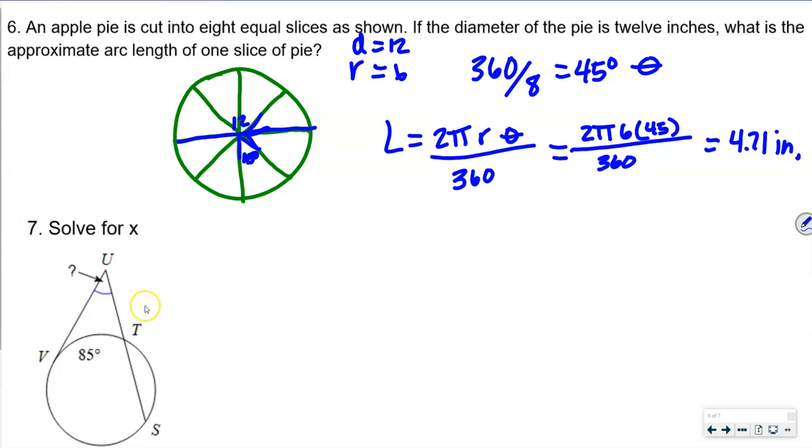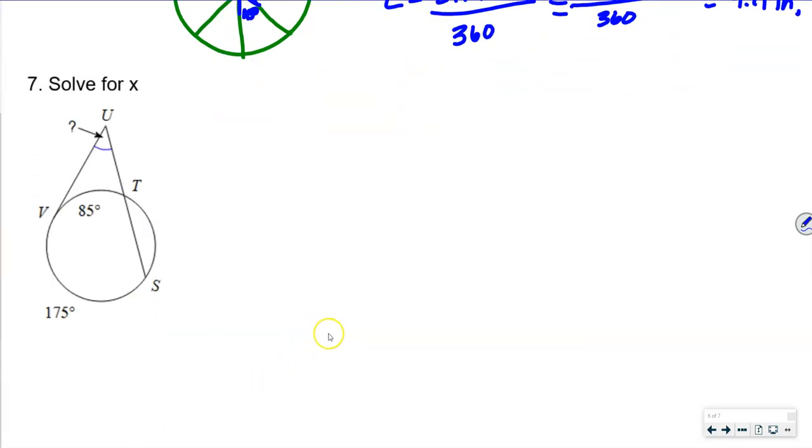Okay? All right, this next one, we're solving for x. X is here. That's the angle, okay? That's what it's actually asking you for. There's no x in the problem, but we'll just say question mark. How about that?